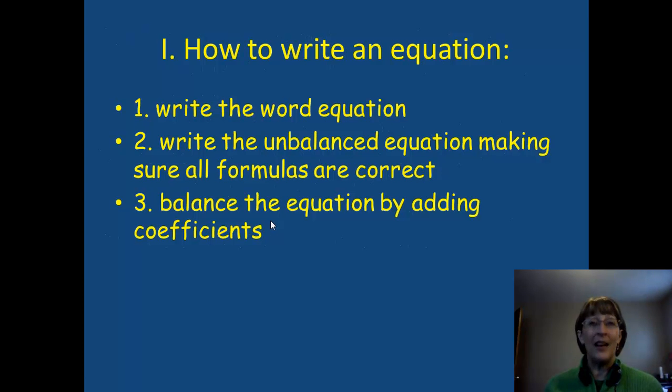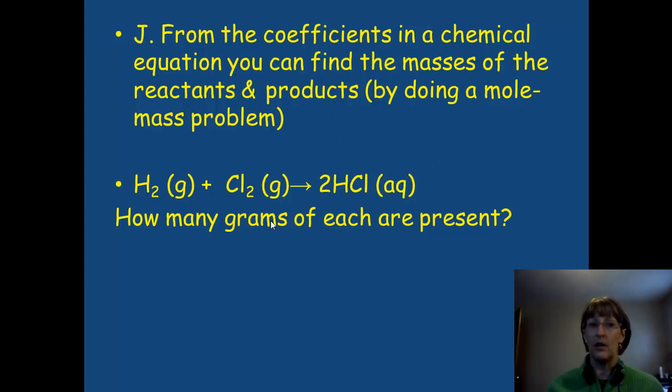Number 2, write the unbalanced equation, making sure that all the formulas are correct. That's huge. You write the formulas down, and you have to use your oxidation numbers and your ion charges to make sure the formulas are written properly. Remember, we used the little crisscross method to do this. And then number 3, you balance the equation by adding coefficients. Once you have properly written the formulas, you don't mess with the subscripts, the little bitty numbers, again.